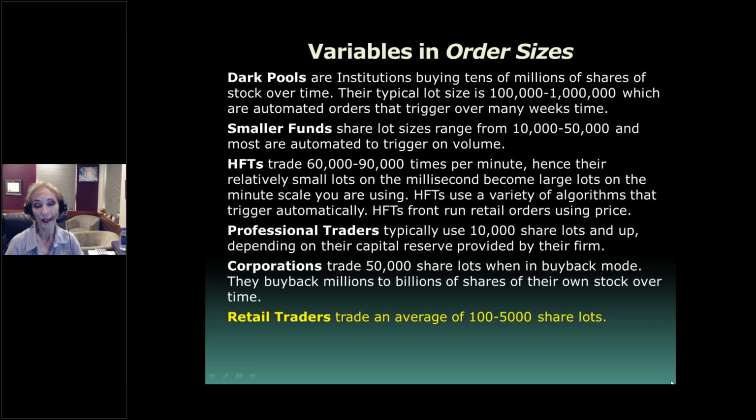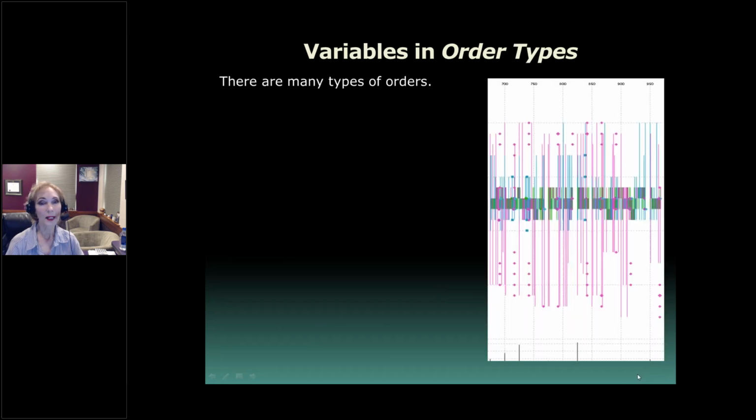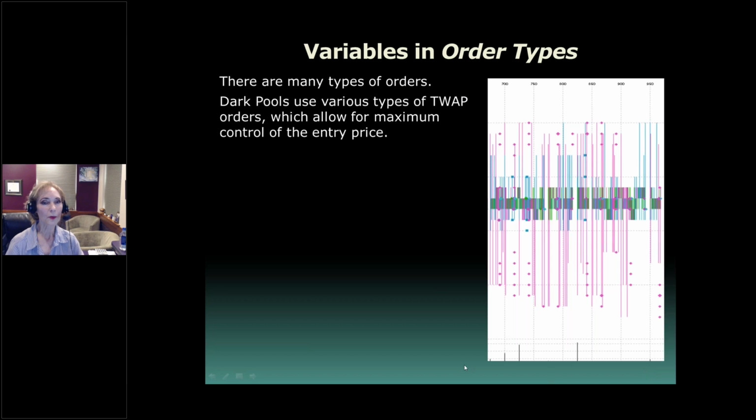Retail traders trade on an average of 100 to 5,000 share lots. Retail investors buy 100 to 1,000 share lots. Odd lot investors buy less than 100 shares. So you can see that the weighting of the lot sizes impacts price considerably. There are many types of orders. Dark pools use various types of TWAP orders which allow for maximum control of the entry price. They control price. They don't move price, they control it.